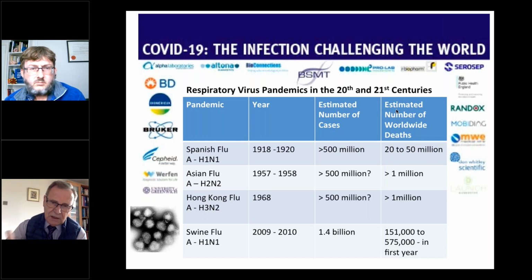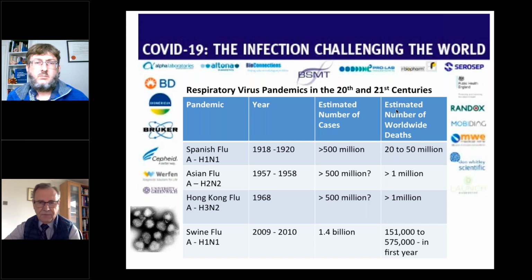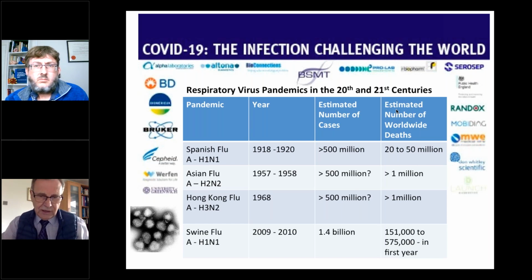So then in 1957-58, we had the Asian flu. Again, greater than 500 million people infected, and about 1 million people died. That was my first recollection of having influenza as a schoolboy. And then in 1968, we had the Hong Kong flu. Again, similar numbers of cases and similar numbers of deaths. Unfortunately, obviously, my influenza immunity had waned at that point, and I got influenza again. It's an event one doesn't forget.